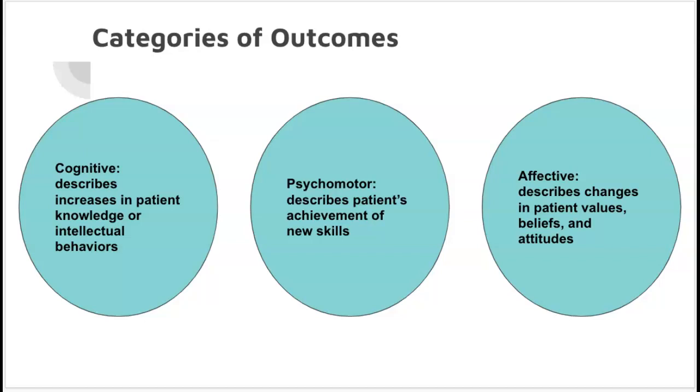The affective one, which is one of the harder ones to do, describes the change in patient values, beliefs, and attitudes. This could be an outcome such as, by date of so-and-so, the patient will verbalize the importance of seeing their primary care provider routinely. That one is a little harder to set because it is sometimes very hard to change a patient's values and beliefs and attitudes. However, it is still a type of outcome that we do want to work for.